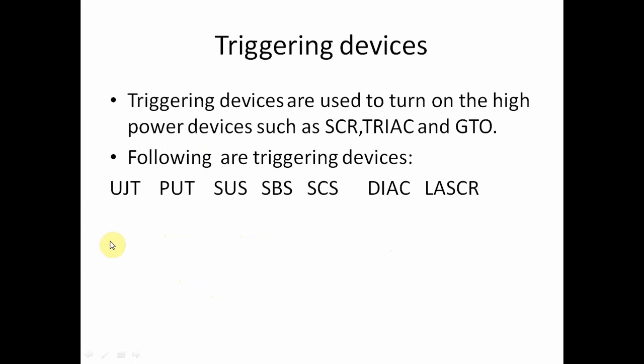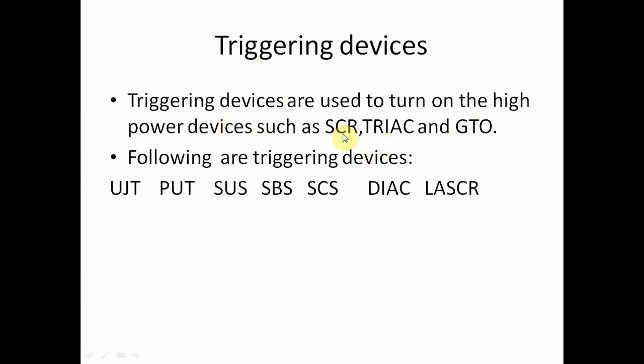Now we already studied the power controlled devices. There are three power controlled devices such as SCR, TRIAC and GTO. Now we will study the triggering devices. Triggering is nothing but turning on the power controlled devices. The actual meaning of triggering is to turn on. Triggering devices are used to turn on the high power control devices such as SCR, TRIAC and GTO.